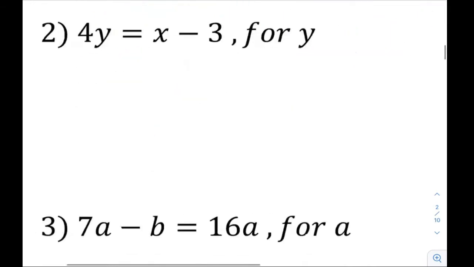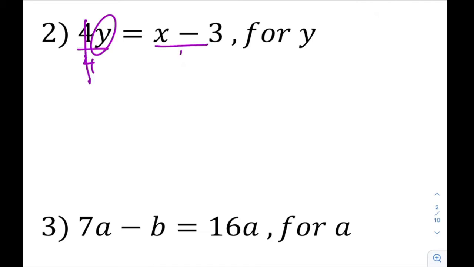Here, solve for y. We need y. Simply, we only have y multiplied by 4 on one of the sides. Everything is isolated. Everything is kicked away from the y. So we need to only divide by 4, both sides. So y is x minus 3 over 4 and done.